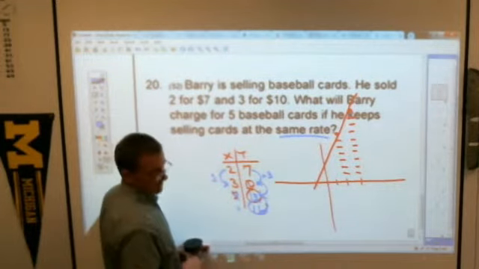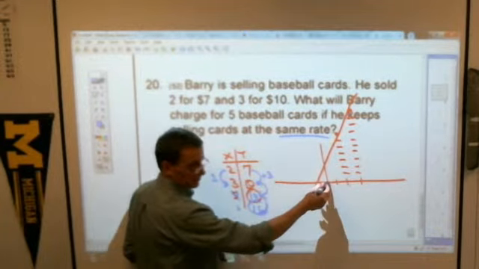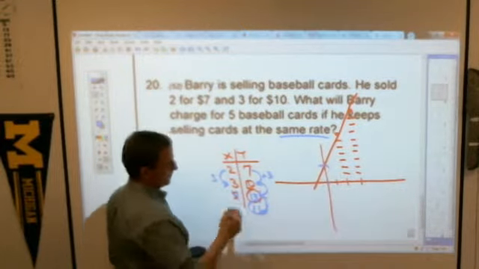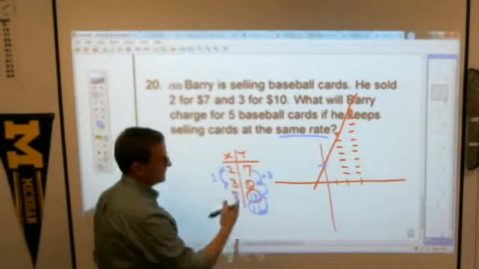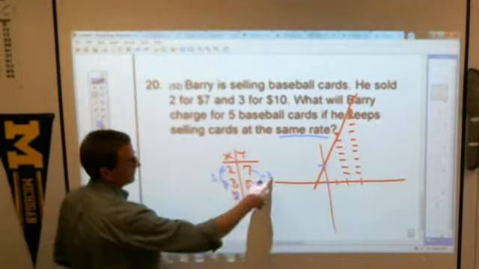The thing that kind of messes you up is if you use the graph, even though you would buy 0 cards, you'd still get charged something, correct? But if it says it's the same rate, the rate is 1 card, you add 3 for every card.